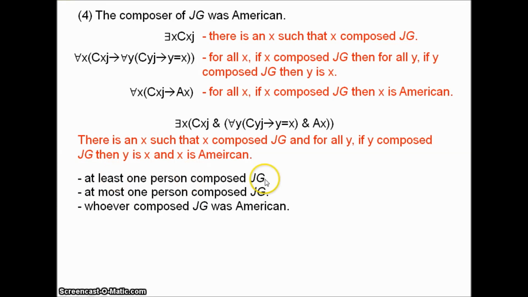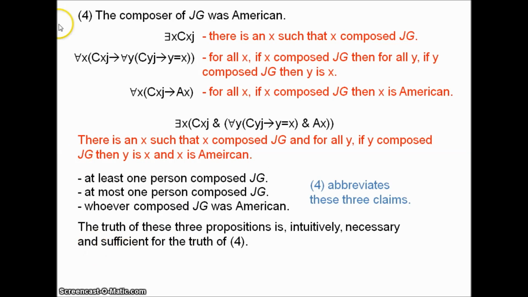This is the basic informal form of Russell's analysis of descriptions. So this very complicated bunch of formulas up here, and also this single formula here, these 3 statements are what they mean. That's what they're saying. Now, according to Russell, the composer of Joe's Garage was American is simply an abbreviation for these 3 claims. And this is not such a radical thesis. After all, the composer of Joe's Garage was American does intuitively entail these 3 statements. That is, the truth of each of these statements is intuitively necessary and sufficient for the truth of number 4. And this is a point in favour of the theory.